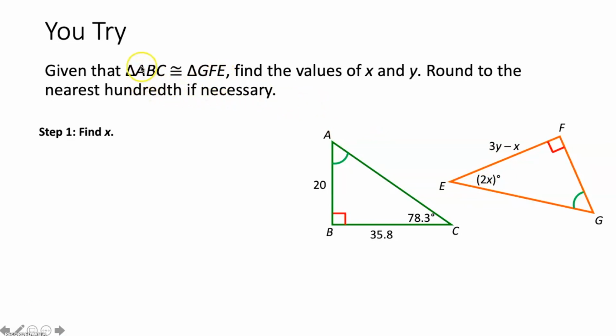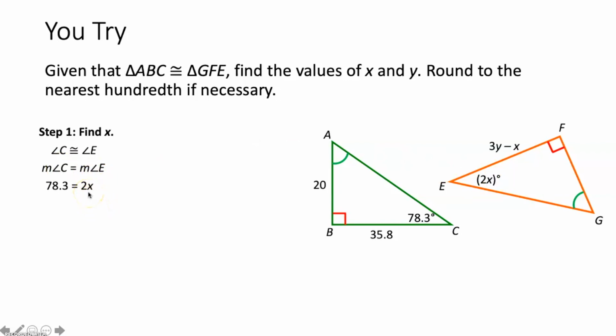This is telling us that angle A is congruent to angle G, angle B is congruent to angle F, and angle C must be congruent to angle E. Okay, perfect. So we're going to say that angle C must be congruent to angle E. Now we can say, because they're congruent, that their measures must be equal to each other by the definition of congruent angles. We then can plug in what those measures are equal to. The measure of angle C, we see, is 78.3 degrees, so we plug that in here. And the measure of angle E is 2x degrees, so we plug that in here. We can then solve for x.